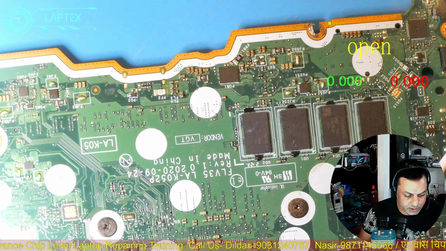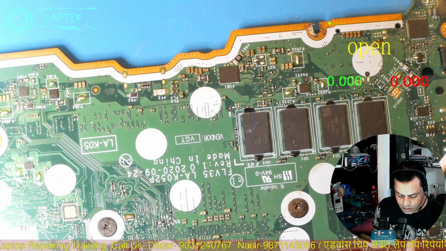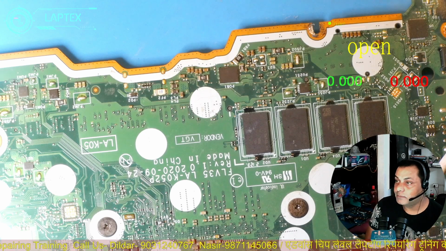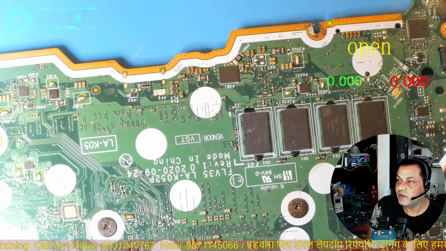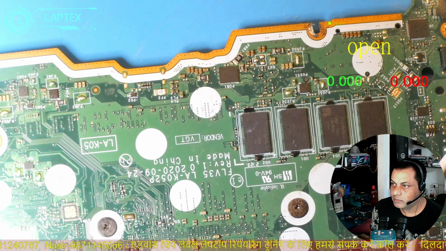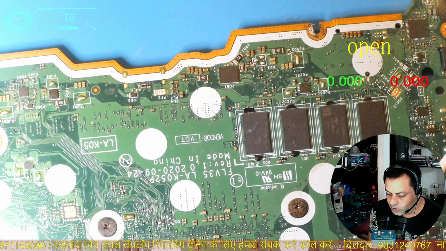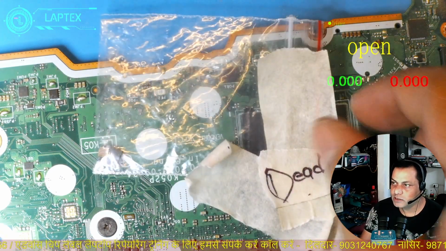My name is Nasser, and today we have this Lenovo motherboard, whose part number is LA-K052P. I don't know which model it is, but it is a Lenovo, as it is written. I have received this motherboard like this.